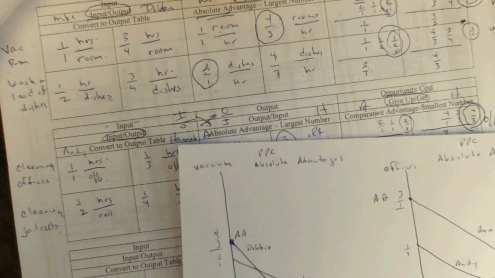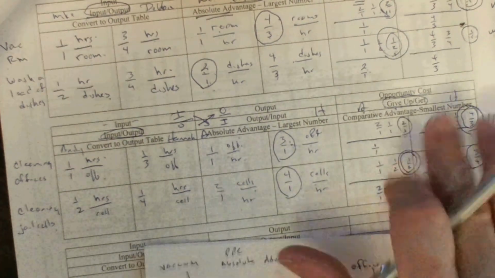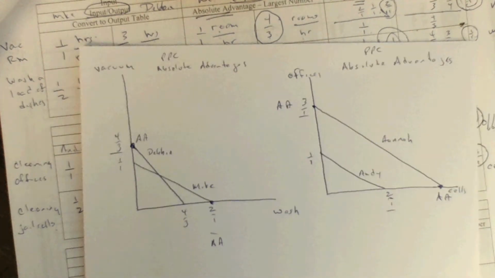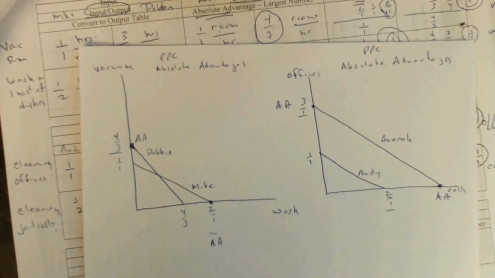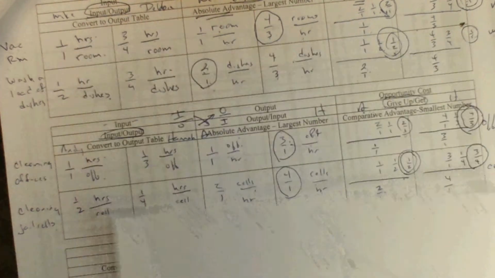We're going to review our first problem along with our second problem, and we're going to convert the output table into production possibilities curves. This is going to allow us to compare absolute advantages and reinforce the idea that trade is not based on absolute advantage but instead based on comparative advantage.